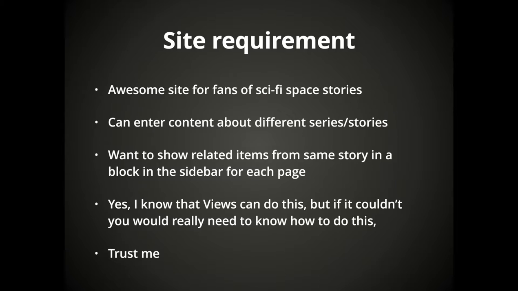And the client says, hey, I want to show a block in the left sidebar that has related items that belong to the same story. So when I'm viewing something about Star Trek, show me other things about Star Trek. If I'm looking at Star Wars, other things about Star Wars. And yes, I know that views can do this out of the box, but we're going to do this in custom code so that I can illustrate what each step of adding tags does and the effect it has on your site. So we're going to write some code, we're going to look at the bugs that it causes at first, and then we're going to fix those one by one.